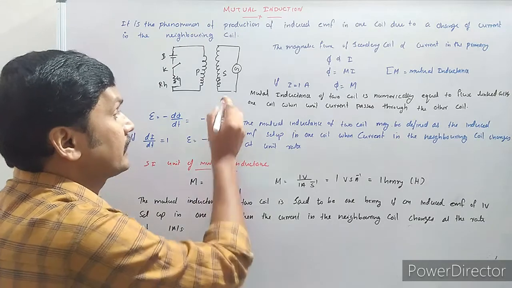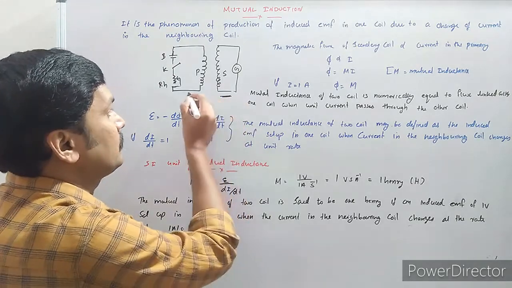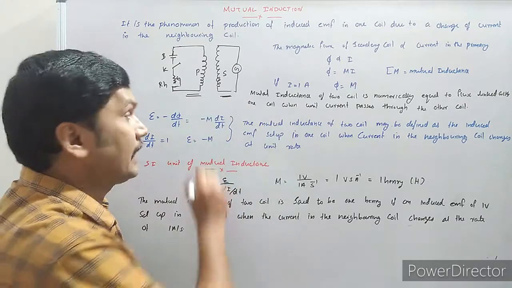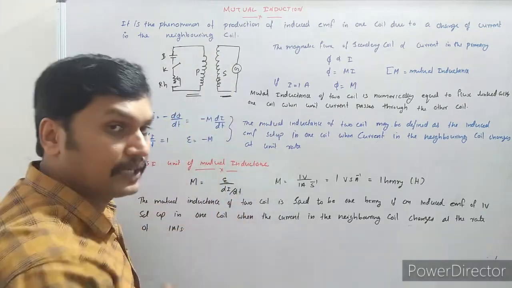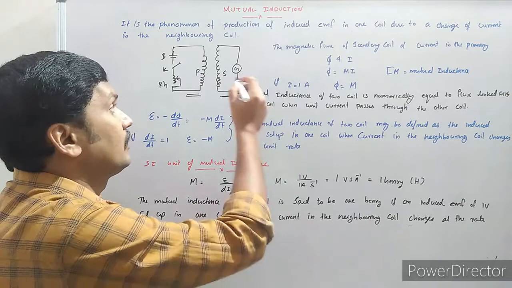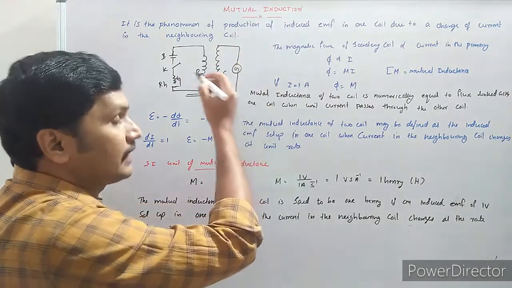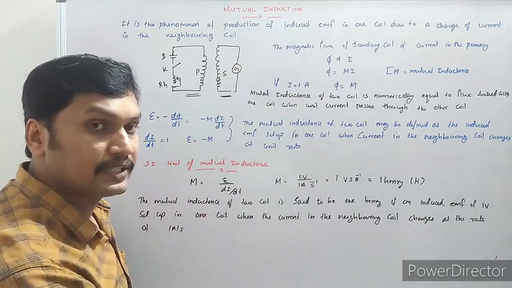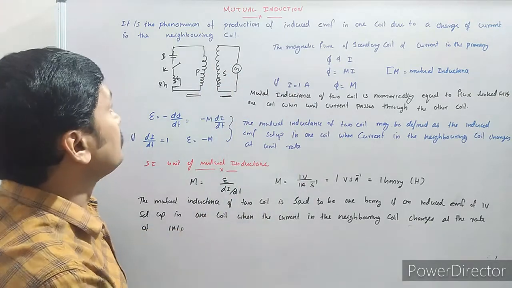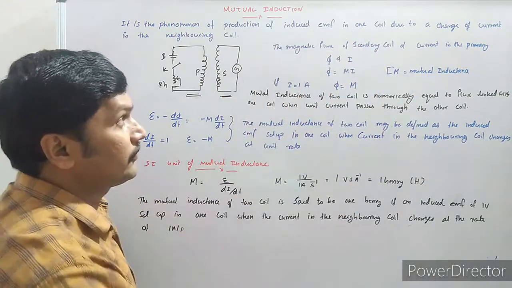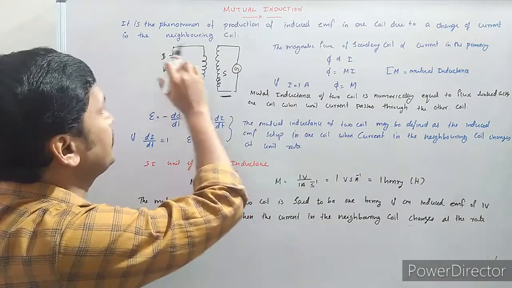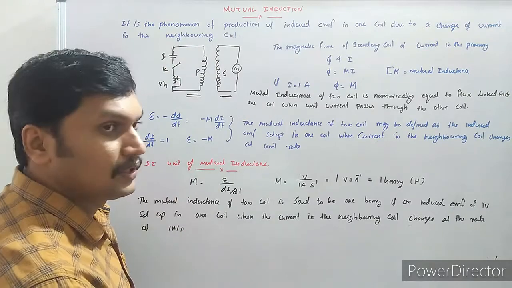So when the secondary coil is very close to a primary coil in which a time varying current is passing, there is production of EMF and current in the neighboring coil, and this phenomenon we call mutual induction. It is the phenomenon of production of induced EMF in one coil due to a change of current in the neighboring coil.